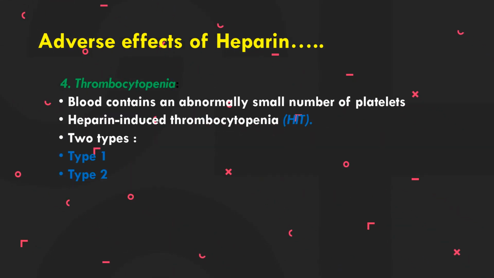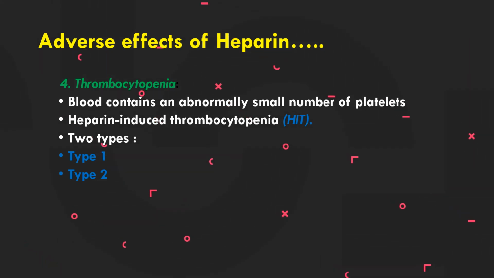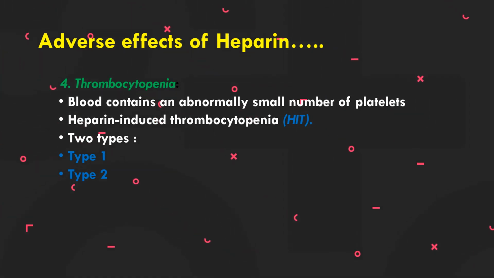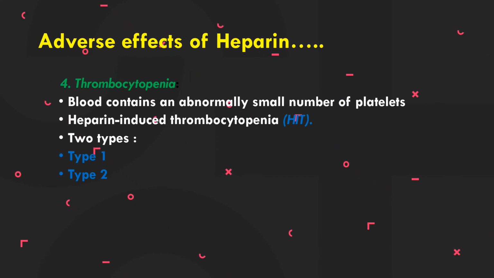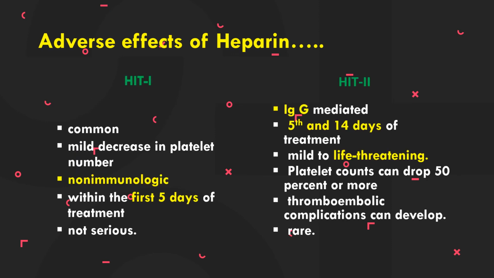So the next adverse effect of heparin is thrombocytopenia, which means decrease in the platelet counts. It is also called heparin induced thrombocytopenia. It is of two types, HIT 1 and HIT 2. ठीक है, it is more seen with unfractionated or the standard heparin, not with the low molecular weight heparin.